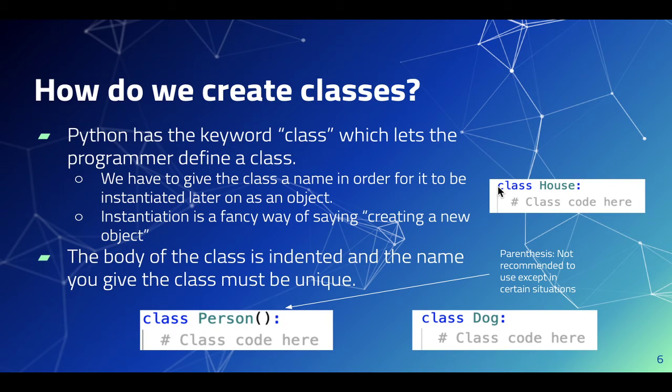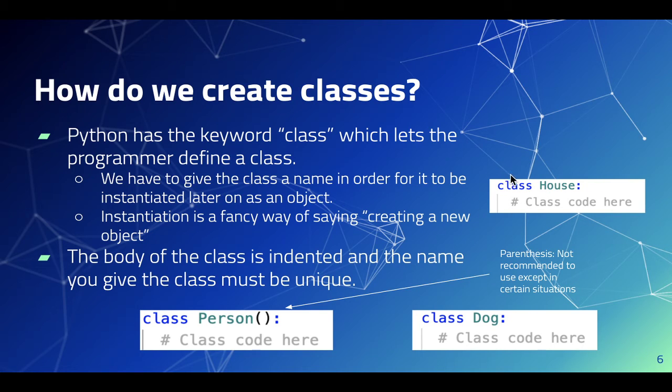So how do we create classes? Well, Python makes it really simple for you. All you have to do to create a class is write the keyword class. As you can see in these two images, you can see the keyword class. Remember, Python is a case-sensitive language, so it has to be all lowercase. An uppercase C would mean a different thing. So it has to be lowercase class.